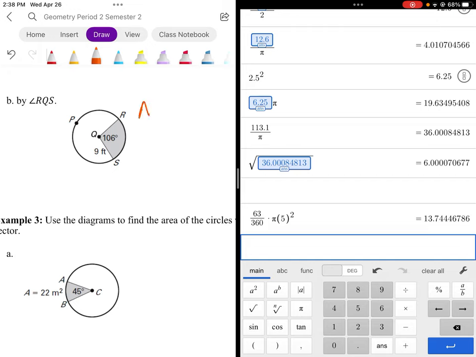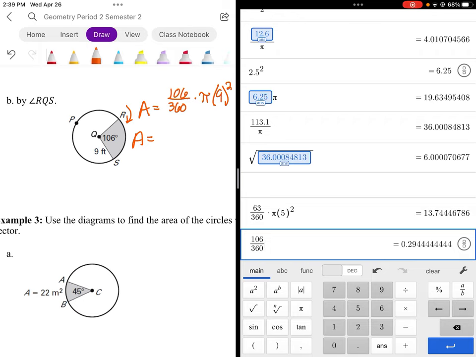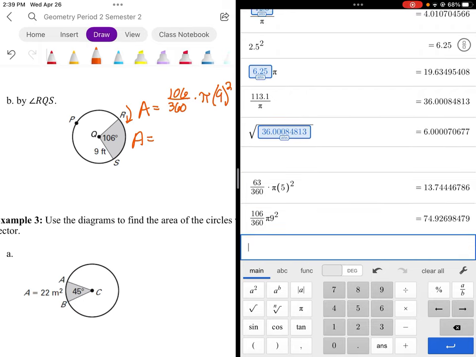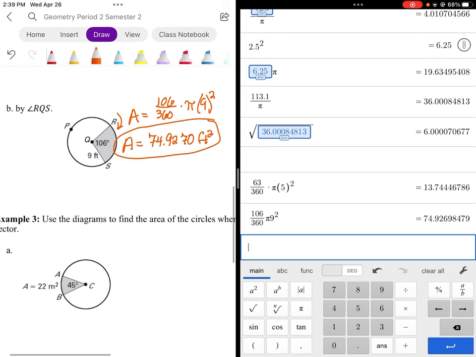So again, it's very similar to the part of a circumference, but this time we're just using area instead. So for this one, the area of this sector they give us, we're going to have 106 over 360 times pi r squared, which is 9 squared. And we just type that into our calculator. And that gives us about 74.9270. And this one would be feet squared because it's area.